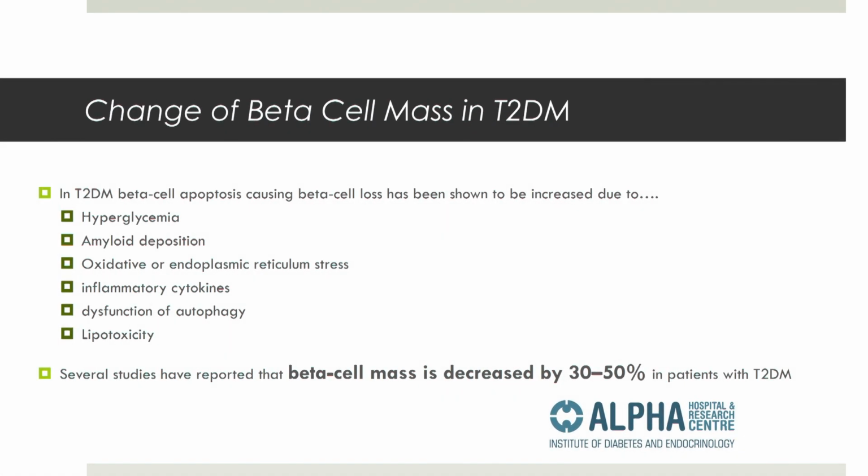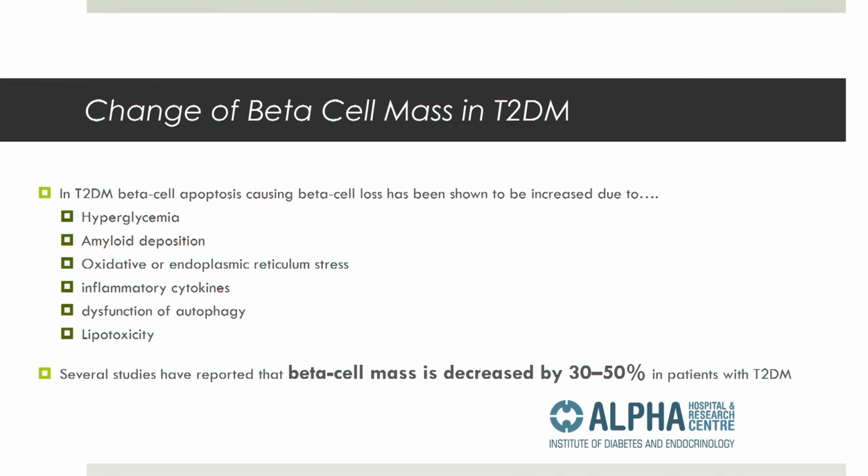So the change of beta cell mass in type 2 diabetes, beta cell apoptosis which led to beta cell loss, could be related to hyperglycemia, what we call glucotoxicity, or to amyloid deposition, or to oxidative or endoplasmic reticulum stress, or your inflammatory cytokines, which again could destroy your beta cells. You can have dysfunction or autophagy of the beta cell, you can have lipotoxicity. There are several studies which have reported that beta cell mass decreases by at least 30 to 50% in patients with diabetes. Now here is the catch.